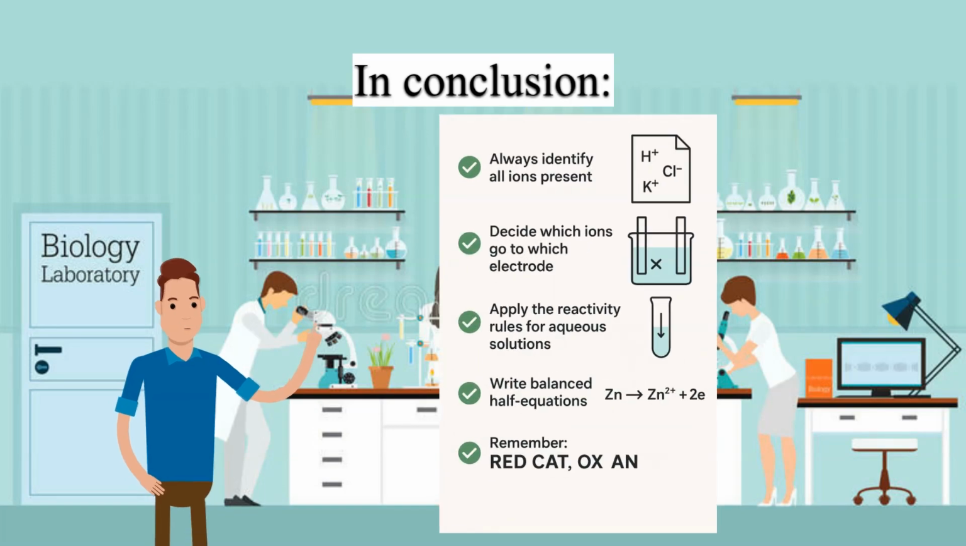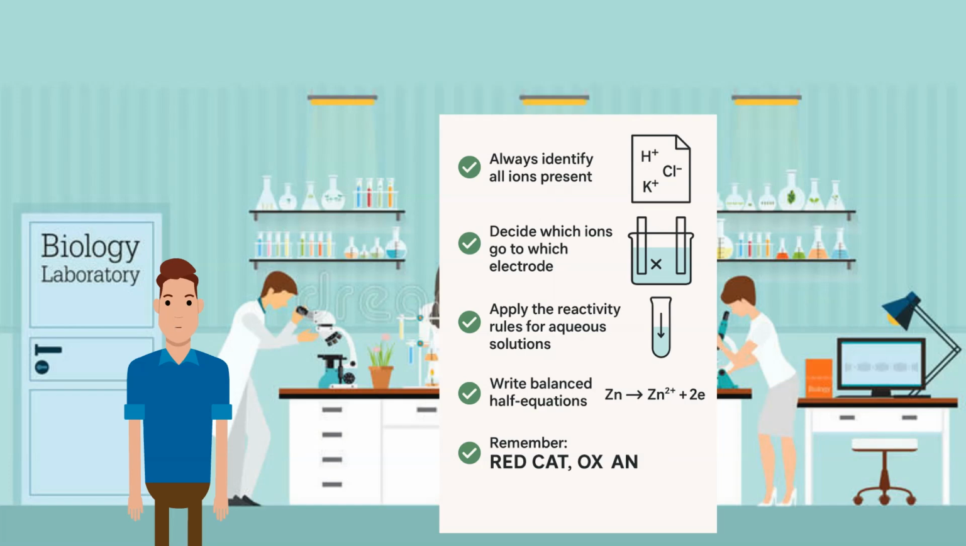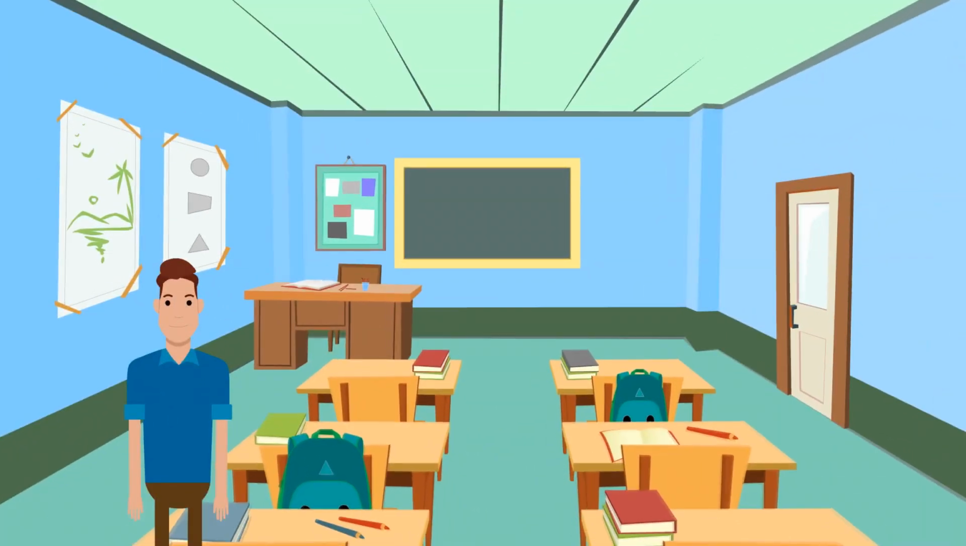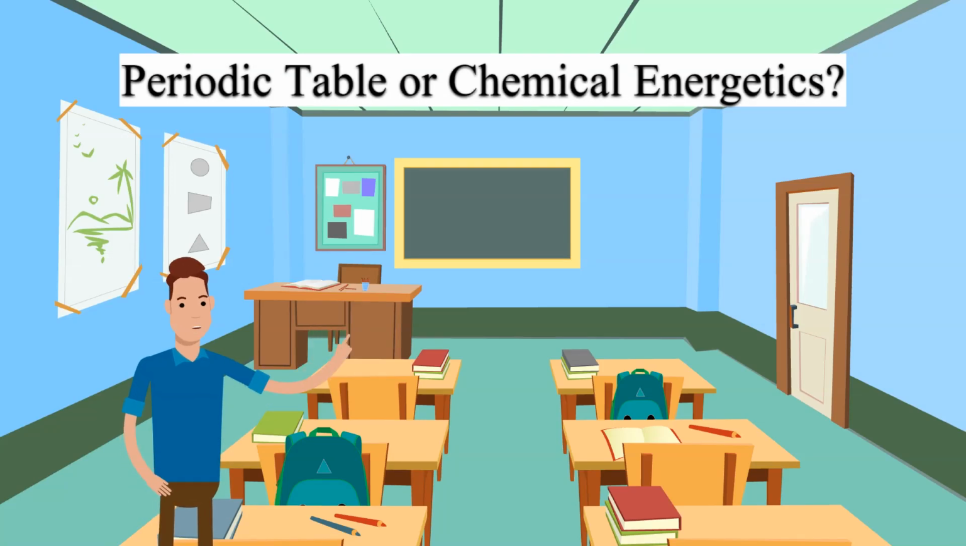In conclusion, always identify all ions present. Decide which ions go to which electrode. Apply the reactivity rules for aqueous solutions. Write balanced half equations. Remember, red cat, oxen. And that's electrochemistry in a nutshell.